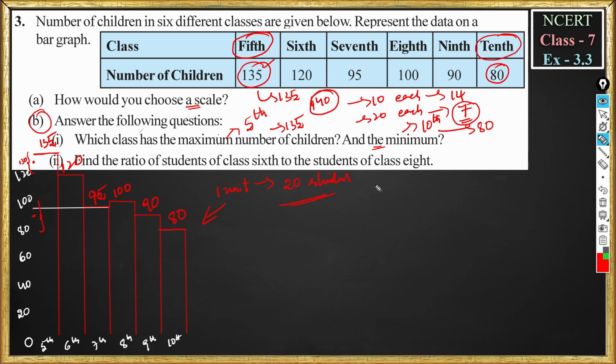Question number 2. Find the ratio of students of class 6 to the students of class 8. So in class 6 there are 120 students, whereas in class 8 there are 100 students. Now what we should do? We should find the ratio. Ratio is 120 divided by 100. So 0, 0 gets cancelled. 2 5s are 10, 2 6s are 12. So we get 6 by 5. 6 by 5 can be written in ratio form as 6:5. So for the question, the ratio of students of class 6 to the students of class 8 is 6:5.